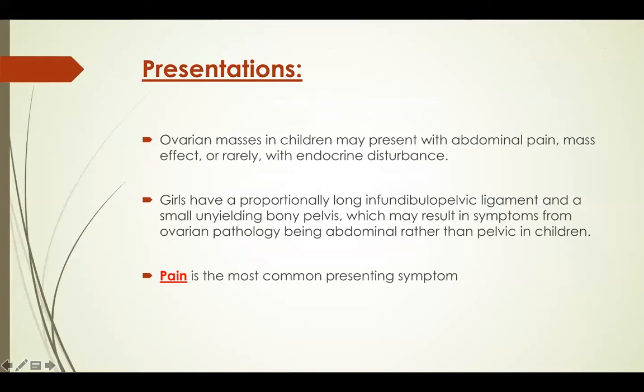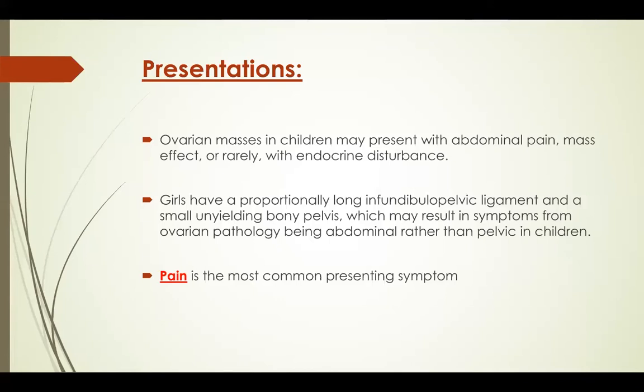How do they present? Ovarian masses in children may present as abdominal pain, mass effects, or endocrine disturbance, because some of those tumors or masses have endocrine function. Young girls have a long infundibulopelvic ligament and a small, narrow pelvis. This may result in symptoms of ovarian pathology mimicking abdominal rather than pelvic conditions. So the young girl will not present with pelvic pain, because they have a small pelvis and a long IP ligament. So all the symptoms will be abdominal.